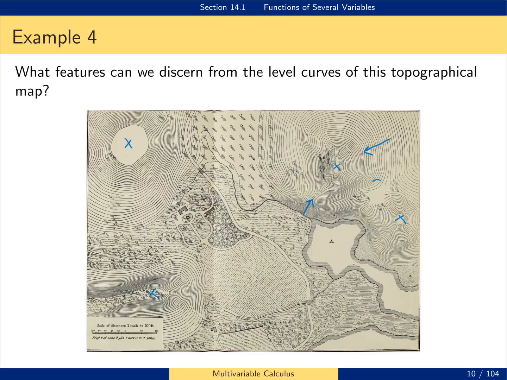Finally, there's a fairly interesting feature here. From this point, if you go in either of these directions, you'll be going uphill. Whereas if you go in these directions, your altitude will be decreasing. This is called a saddle point because it is shaped like a saddle for a horse.